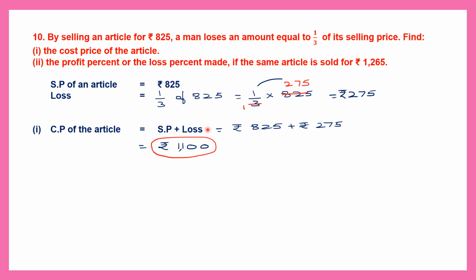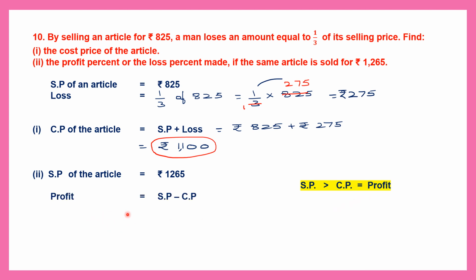Okay, so here cost price now we know is 1100 and the selling price is 1265. Which is more? The selling price is more. So when the selling price of the article is 1265, selling price is greater than cost price, there is a profit. That means we have to find the profit percent.